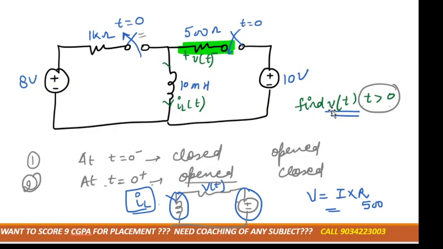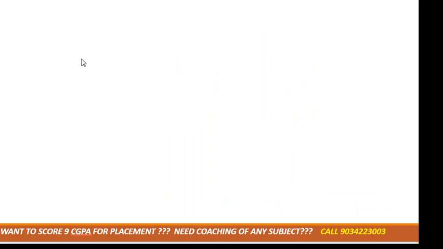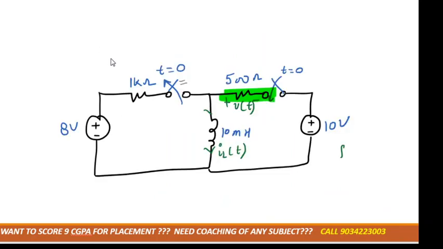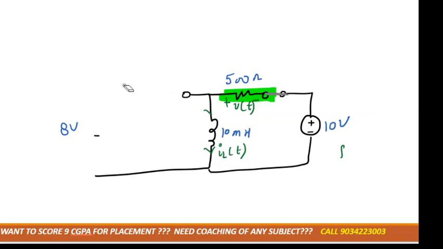What they want from the question is V of t, right? Again we need to calculate V of t. For t greater than 0, is this switch open or closed? And this switch closed. If it is open, there is no role, right?